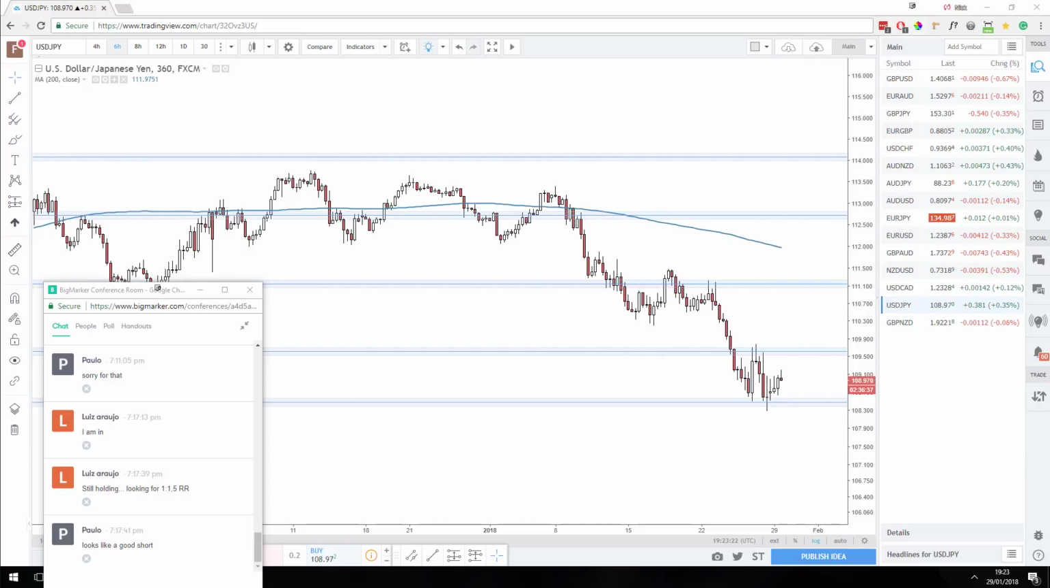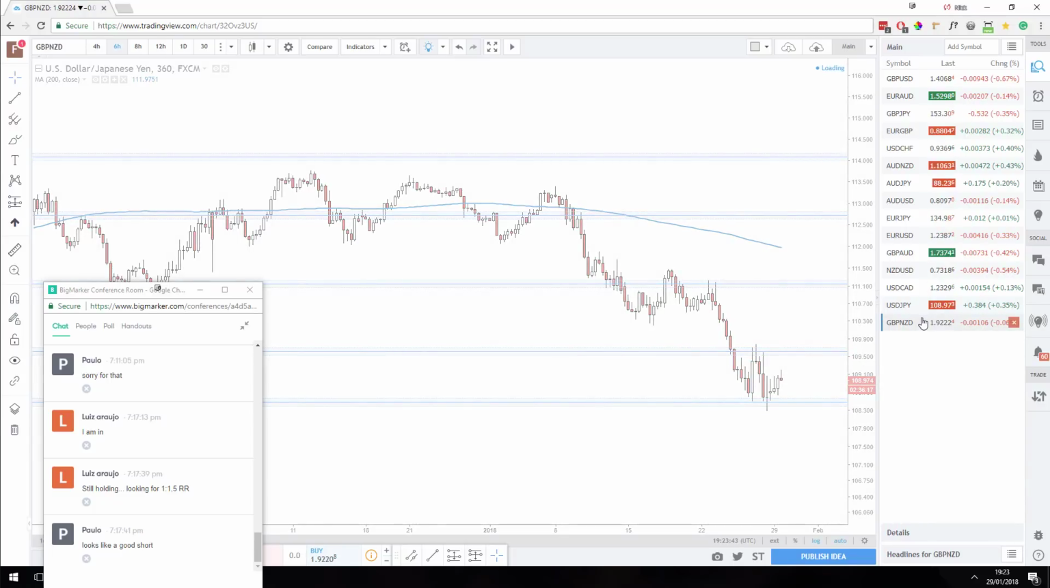And when you get pairs that are in between your areas, so like there, your resistance is up here, your support's up there, and then price is just sitting smack in the middle of them, you can't really do much with that because they could really go either way. At that point, you just have to wait and see. So USD JPY, can't do much there.